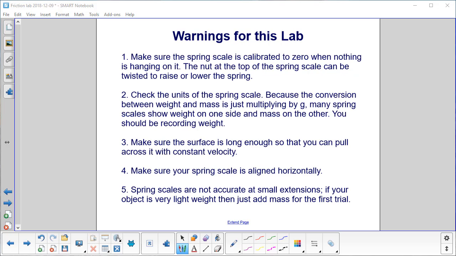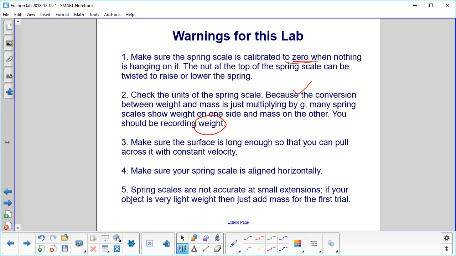Some warnings for the lab. Make sure the spring scale is calibrated to 0 when nothing is hanging on it. The nut at the top of the spring scale can be twisted to raise or lower the spring. Check the units. We've said that a couple times. Because the conversion between weight and mass is just multiplying by g, many spring scales show weight on one side and mass on the other. You should be recording the weight. That's the force.